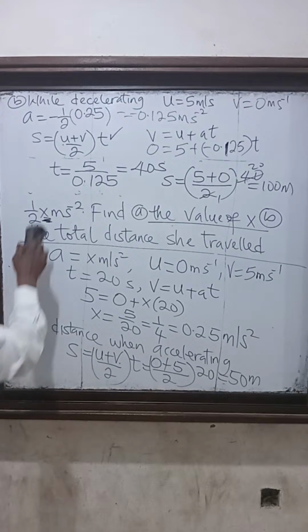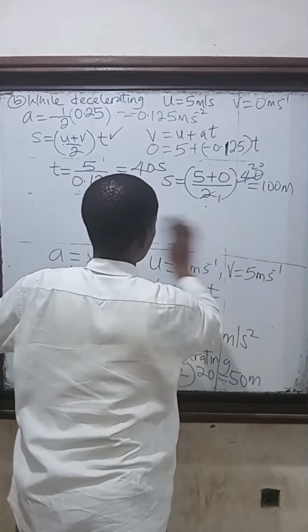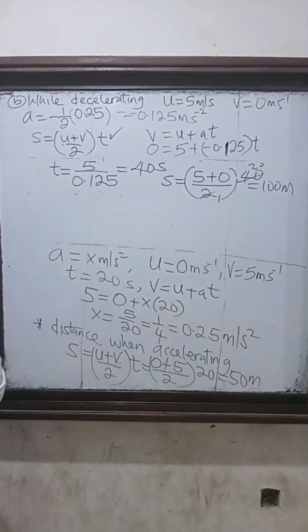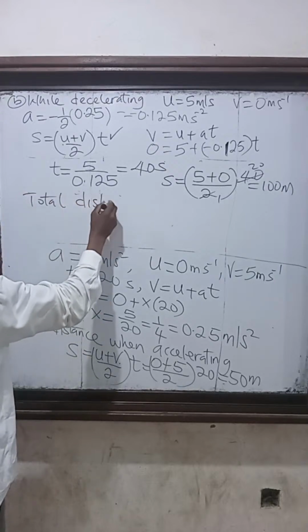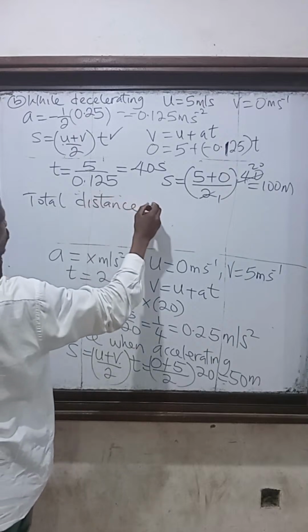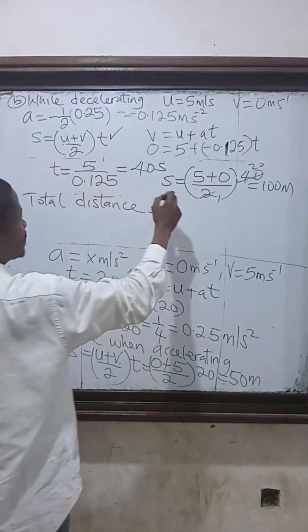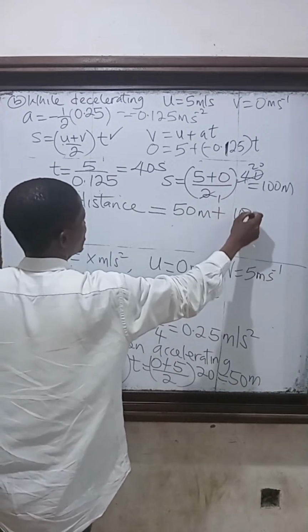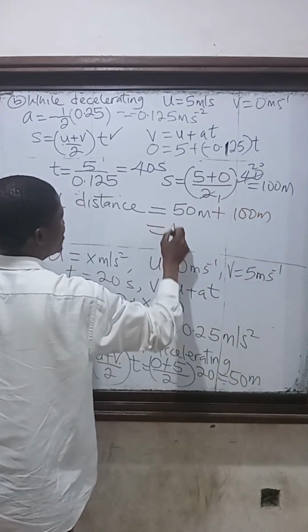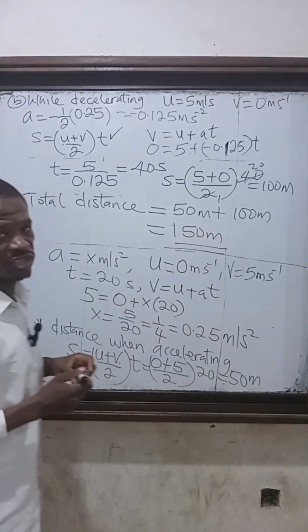Okay, so let's make the final conclusion. So total distance travel is going to be equal to what? When it's accelerating, we have 50 meter. When it's decelerating, we have 100 meter. So the total distance is equal to what? 150 meter. And that ends the questions.